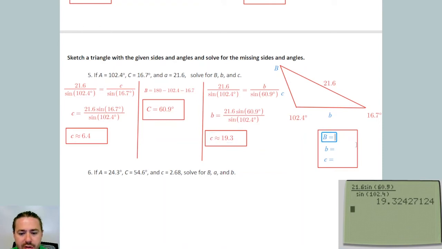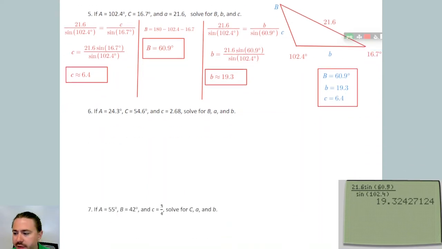All right, so just to recap here, angle B was 60.9 degrees. Side B was approximately 19.3. Gotta be careful about changing those. And then side C was 6.4.